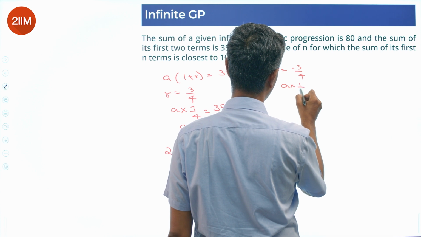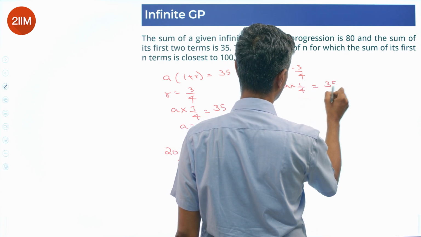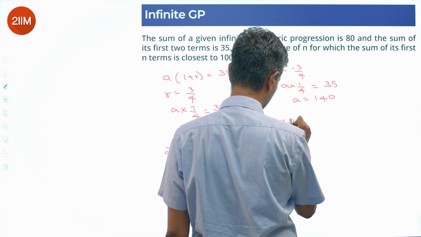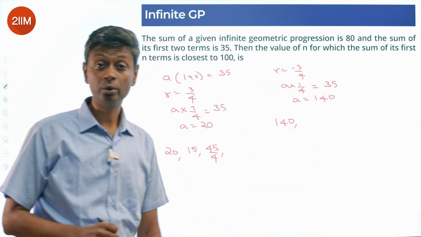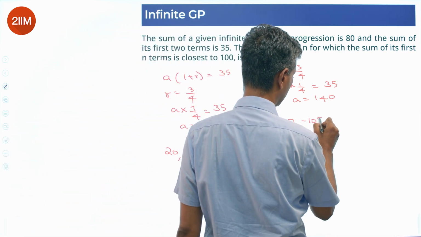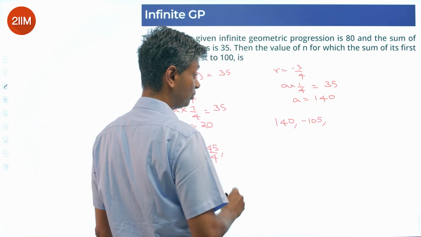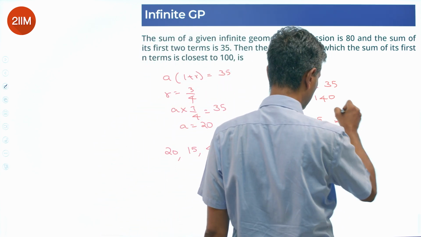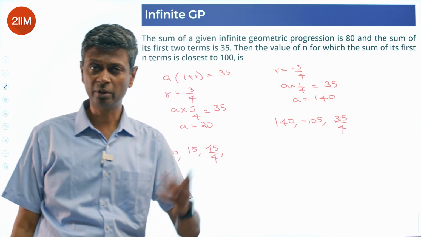Or we could say r is minus 3 by 4. a into 1 by 4 is 35. a is 140. First term is 140. Second term is 140 into 3 by 4, but negative, so minus 105. Third term is 105 into 3 by 4, which is 315 by 4. This will become positive, multiplying by minus 3 by 4.